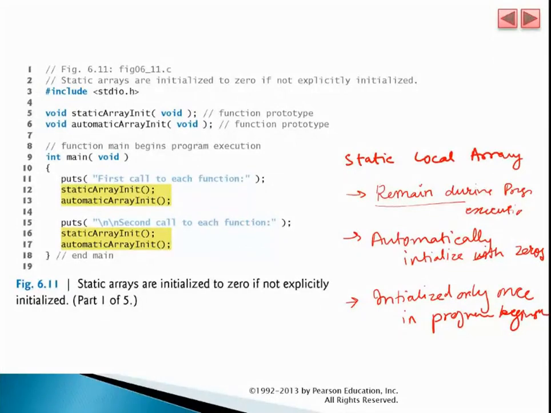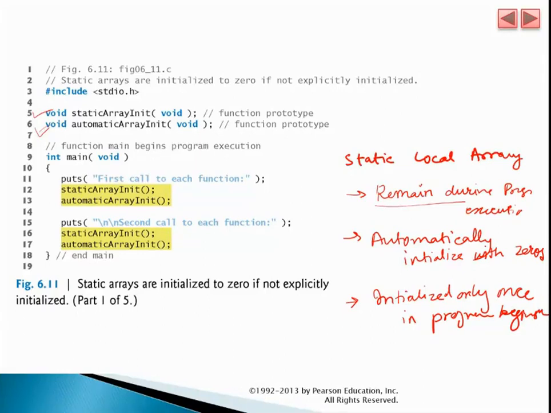Okay, so let's see what happened. This is the program that will tell you the difference between static and automatic arrays. In this we have made two functions. The first function is static array init, in which we will define a static array. There is another function in which we will define our normal automatic local array, and we will see the difference.